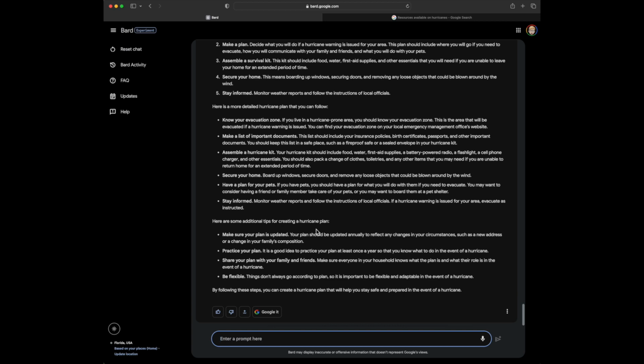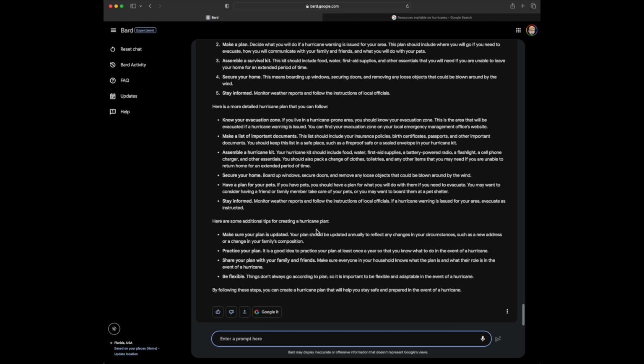Secure your home, board up windows, secure doors, remove any loose objects that can be blown around by the wind. Have a plan for your pets. If you have pets, you should have a plan for what to do if you need to evacuate. You may consider having a friend or family member take care of your pets, or you may want to board them at a pet shelter. Stay informed, monitor weather reports, and follow instructions of local officials. If a hurricane warning is issued for your area, evacuate as instructed.